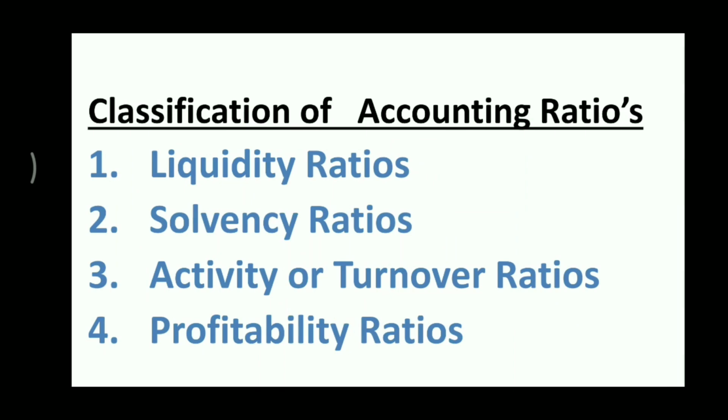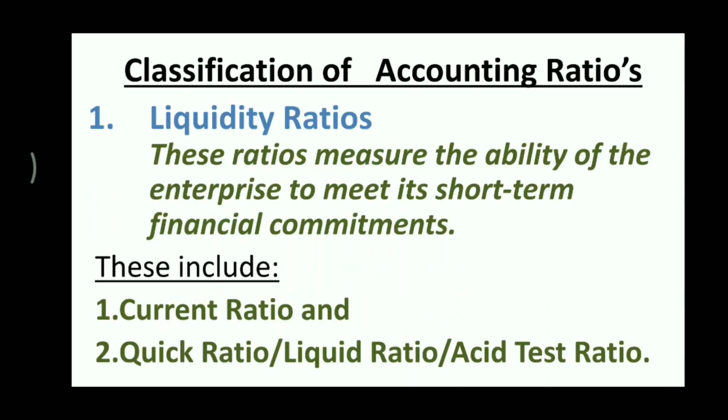Now, classification of accounting ratios. Accounting ratios are broadly classified into four types: liquidity ratio, solvency ratio, activity or turnover ratio, and the last one is profitability ratio. In the next topics we will see all the ratios one by one. So first is the liquidity ratio.